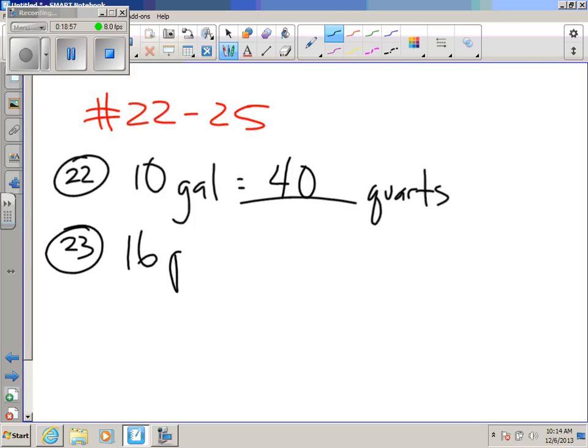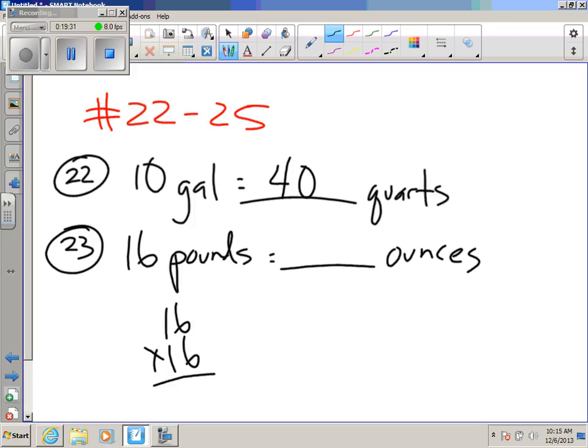23. 16 pounds is equal to how many ounces? Now, be careful because ounces are different than fluid ounces, and the relationship between fluid ounces and cups is different than that of ounces and pounds. See, there's 8 fluid ounces in a cup, but how many ounces per pound? 16. So if I'm going from pounds to ounces, again, I'm going down the staircase, which means multiplication. I'm going to have to go 16 times 16.